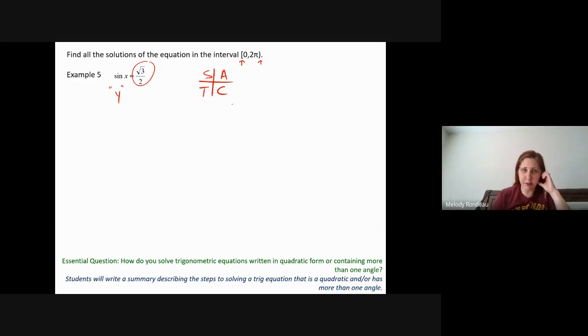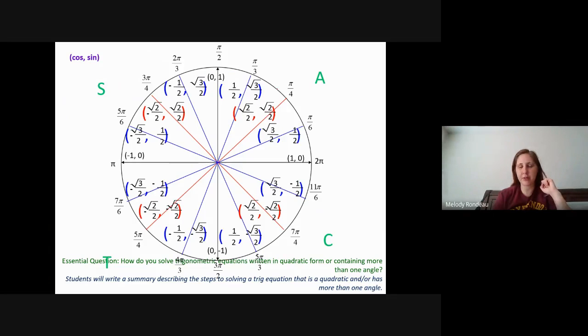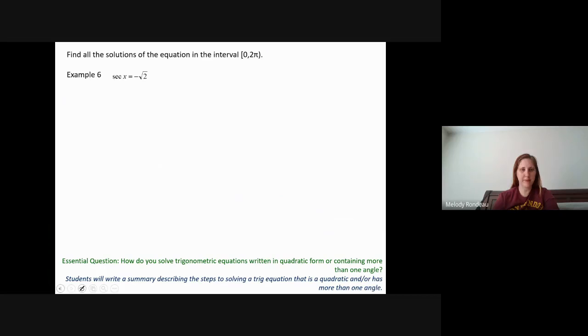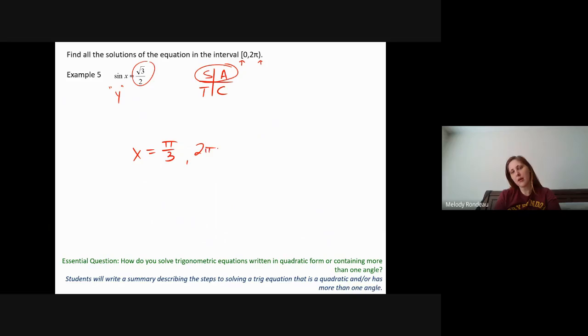This time I'm going to scoot through it quickly. We need sine to be positive, which is going to be quadrants 1 and 2. So I'm looking for root 3 over 2 in quadrants 1 and 2 in the y spot. Root 3 over 2, quadrant 1, root 3 over 2, quadrant 2, in the y spot. My angles are going to be, looks like, pi over 3 and 2 pi over 3. Oops, wrong way. So I would say x equals pi over 3 and 2 pi over 3.